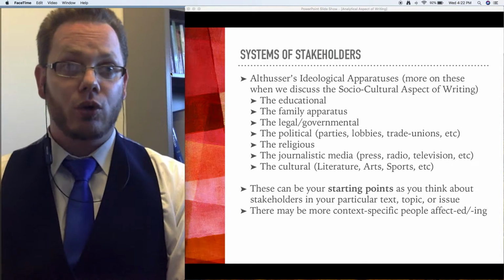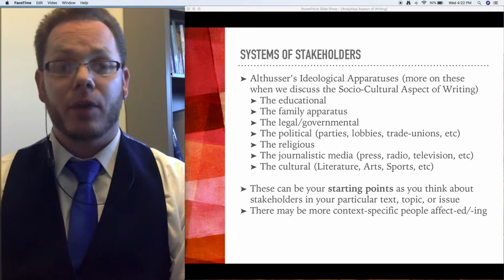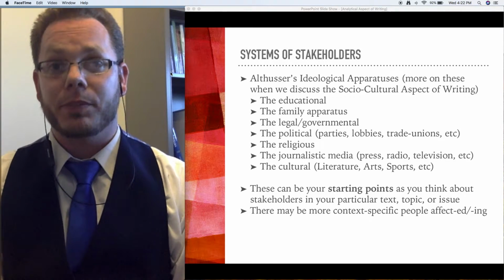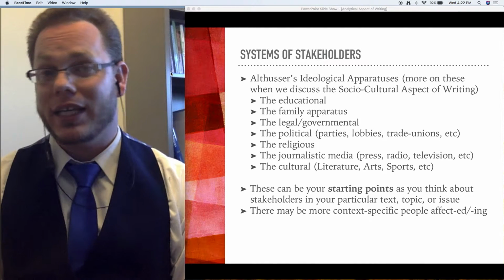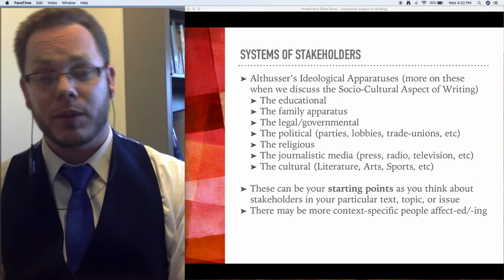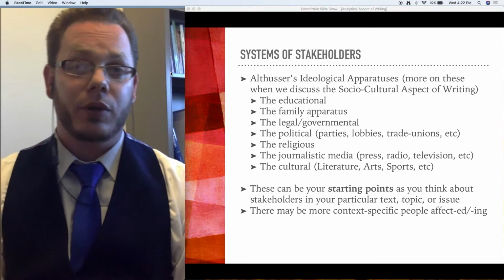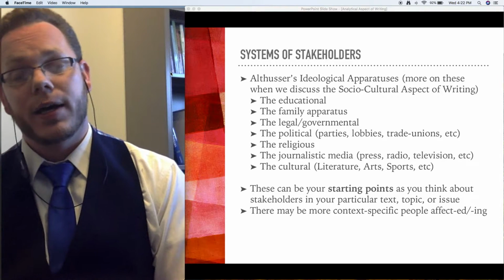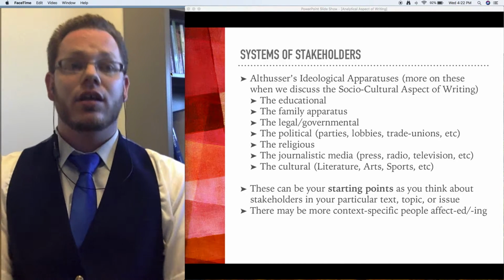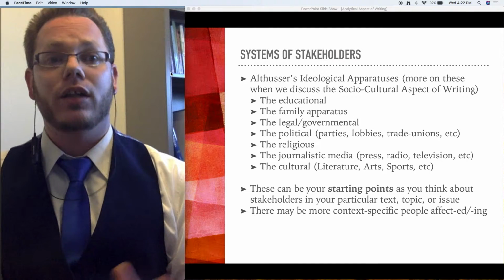Or when we speak of the cultural apparatus, are we talking about people who write literature, people who are artists, sports players, depending on what game it is? Do we mean basketball players affect us in a certain way, or this problem I'm trying to solve? Do we mean coaches? Trainers? Academic coaches for college athletes? People who may fall into those categories.